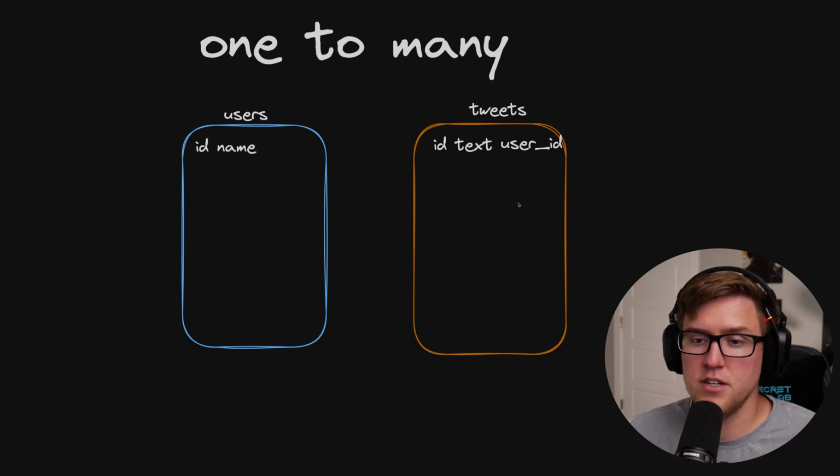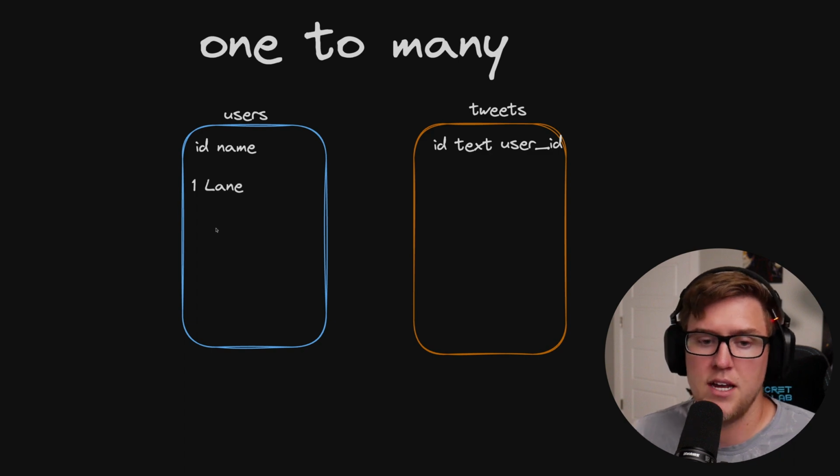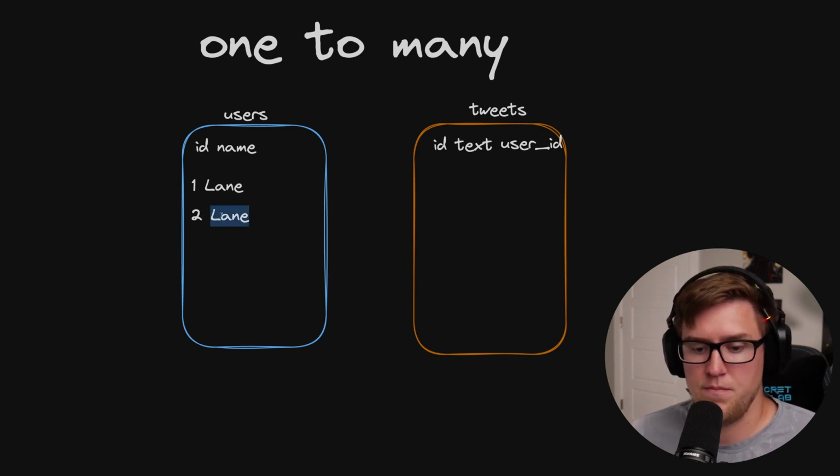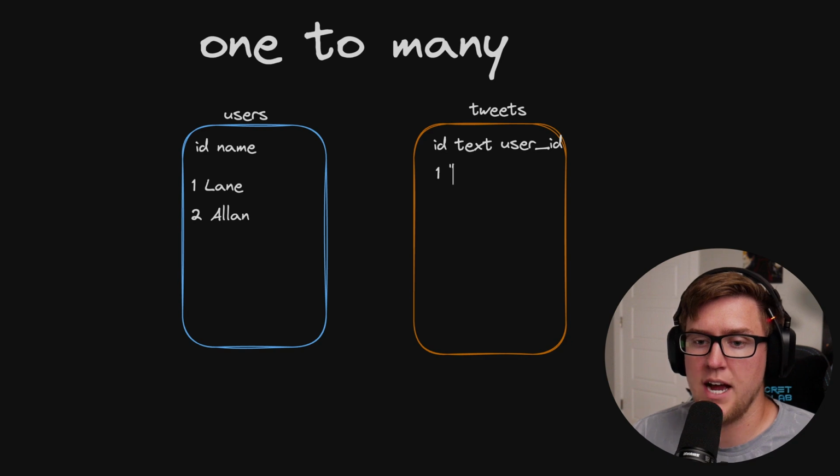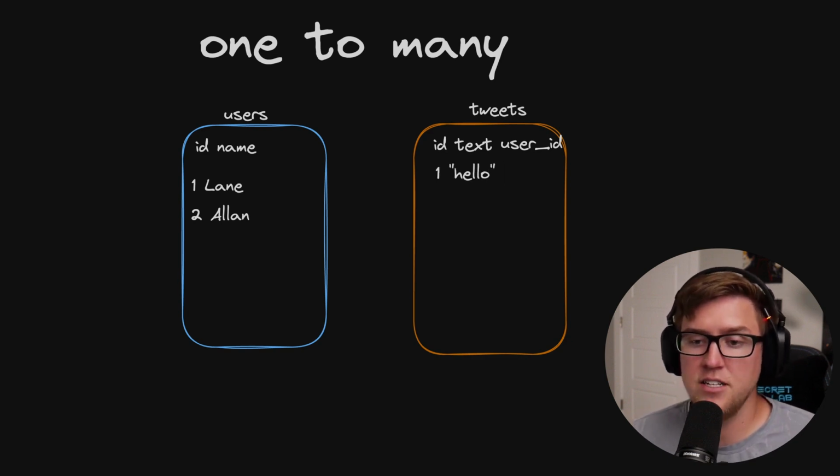If you think about it, it starts to make sense, right? In fact, let's just jump right into some examples. Let's say that we have a user number 1, name Lane, and user number 2, ID 2, name Alan. And then a new tweet is created. ID 1 says hello. And let's say Lane tweeted it.